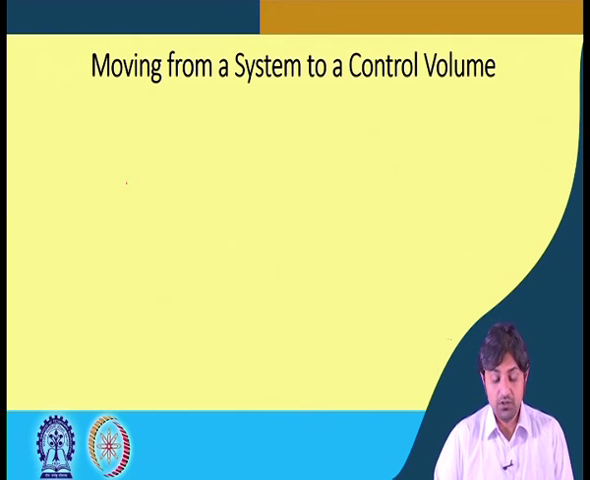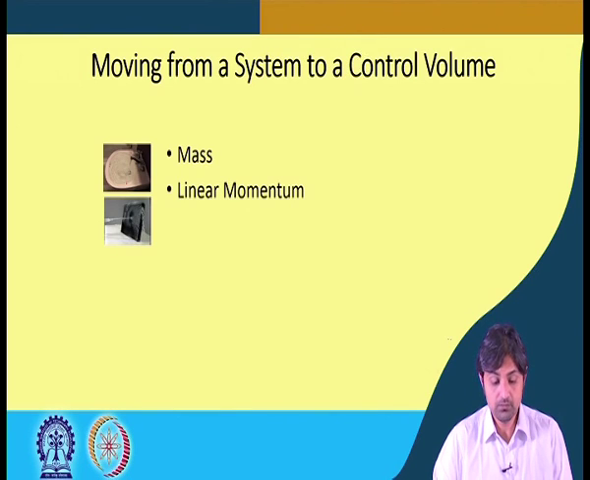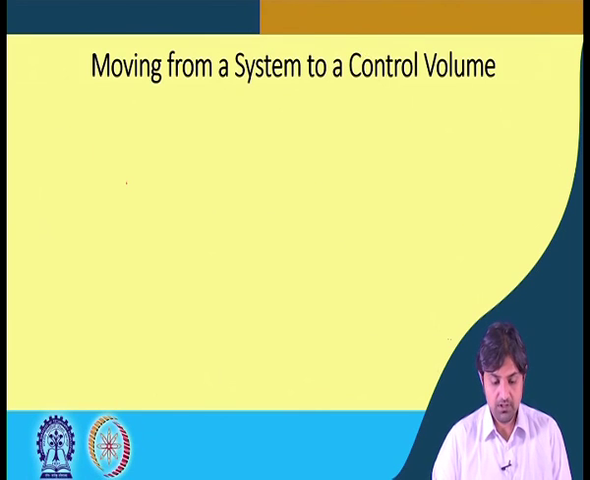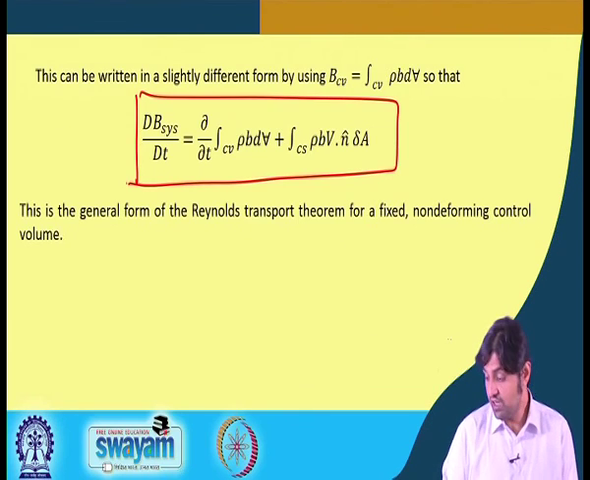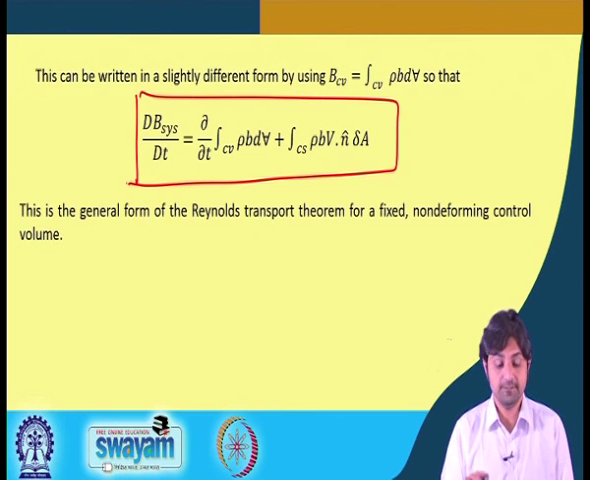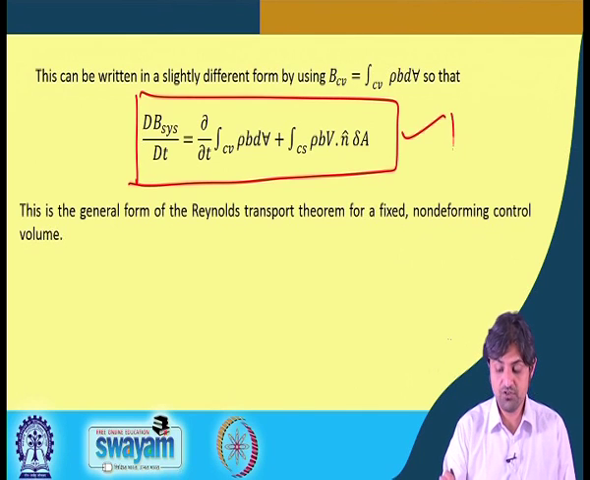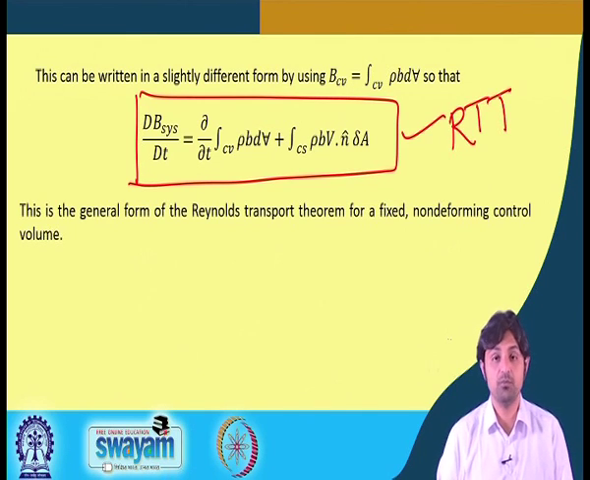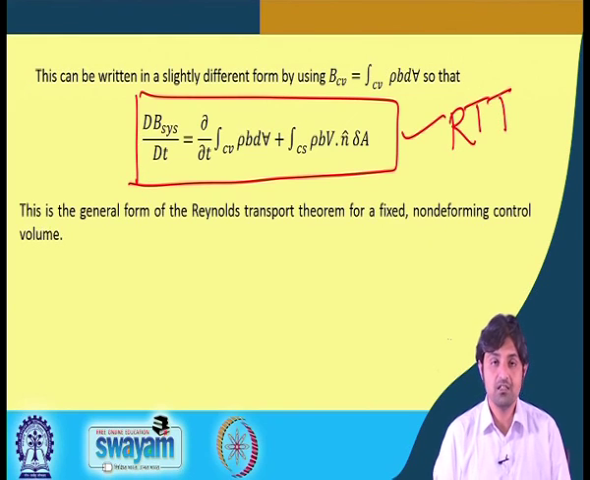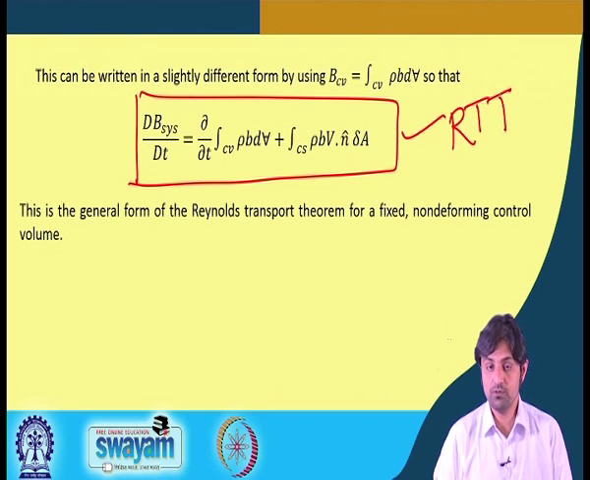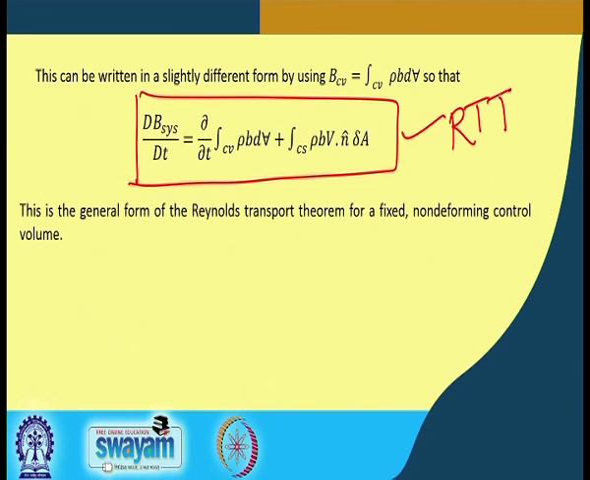Now, if we move from a system to a control volume, we are going to cover this sometime later. The next step would be moving on from this Reynolds transport theorem. This is a generalized form. I hope you have understood that. Just in case you haven't, please look at your books. I have tried to derive it in the simplest form.